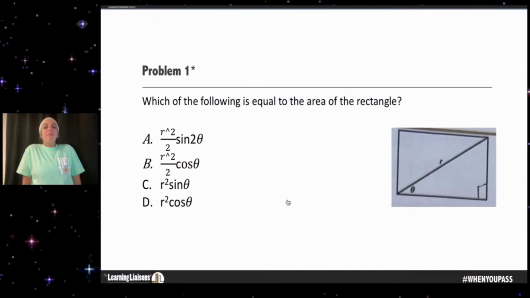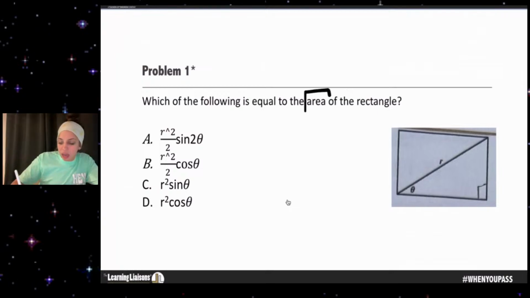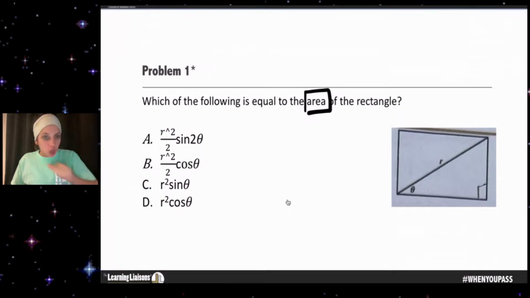So you're probably looking at this and going, what? This was a specific request from Facebook. Someone posted this on our Learning Liaisons Facebook page, and I said, I will solve it on a Wednesday. So here we go. With this rectangle, we know area of a rectangle. Now, again, elementary people, don't go away from me, because you need to know how to find the area of a rectangle. Then you can check out from this problem.